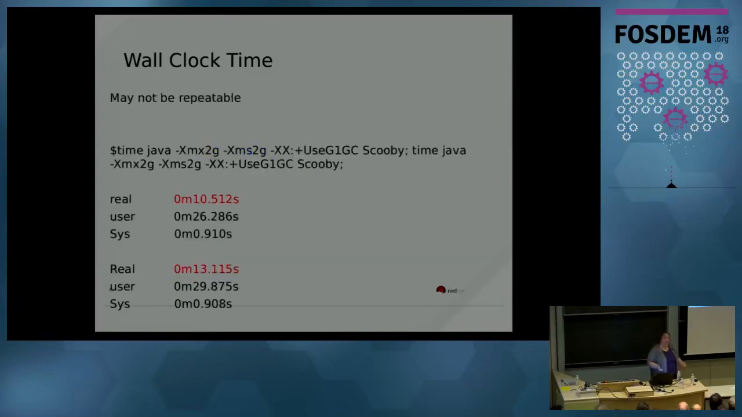Wall clock time is a bad measurement, right? It's not repeatable. I just did 2 runs of the same thing, and there's a difference of 3 milliseconds or thereabouts. So, don't use this. Unless you're running something really big like SpecJBB, don't use wall clock time.